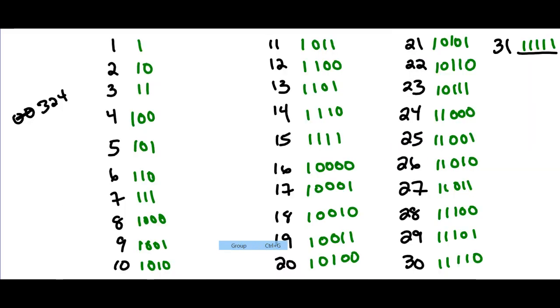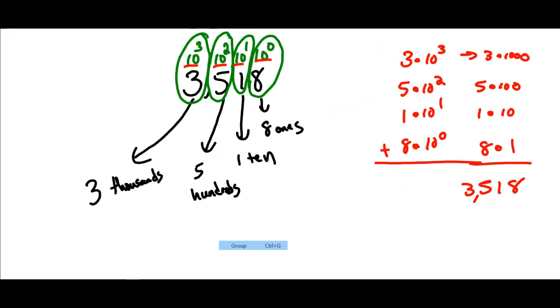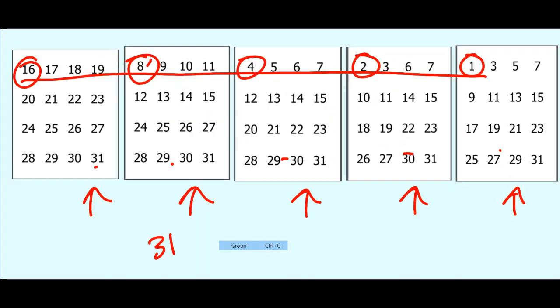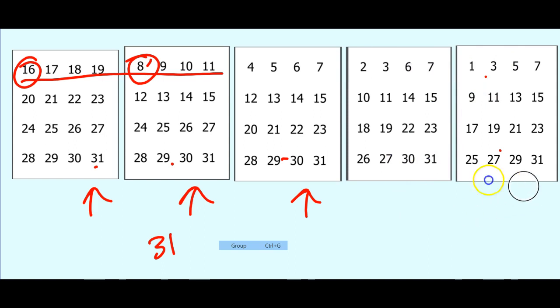If you go back to the beginning of the lesson, we had our base 10 number system, or our birthday cards right here. And remember, these numbers added up to 31. So now I want you to pause the video, take a look at these birthday cards, and see if you can figure out how these work and how they relate to binary numbers.